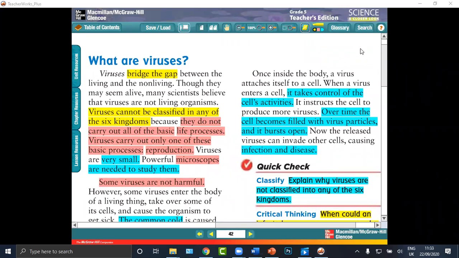When the virus enters inside the cell, it takes control of the cell's activities. And when the cell becomes filled, the released viruses move to other cells and damage them, invade other cells, attack other cells, causing infection or disease.